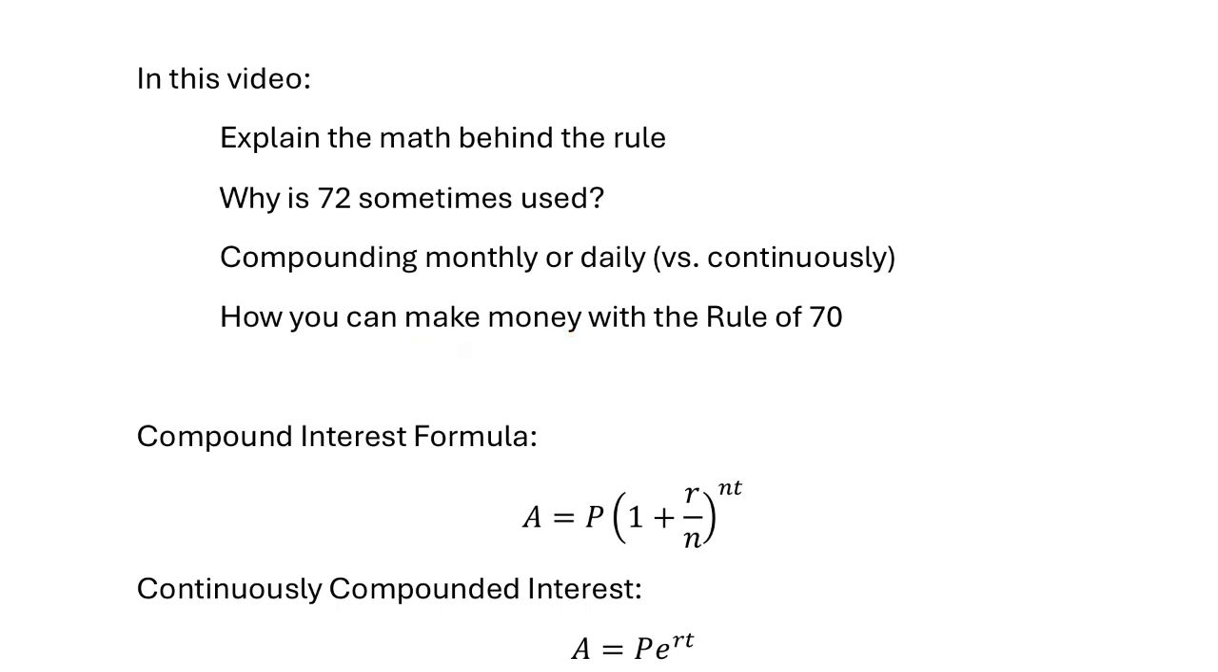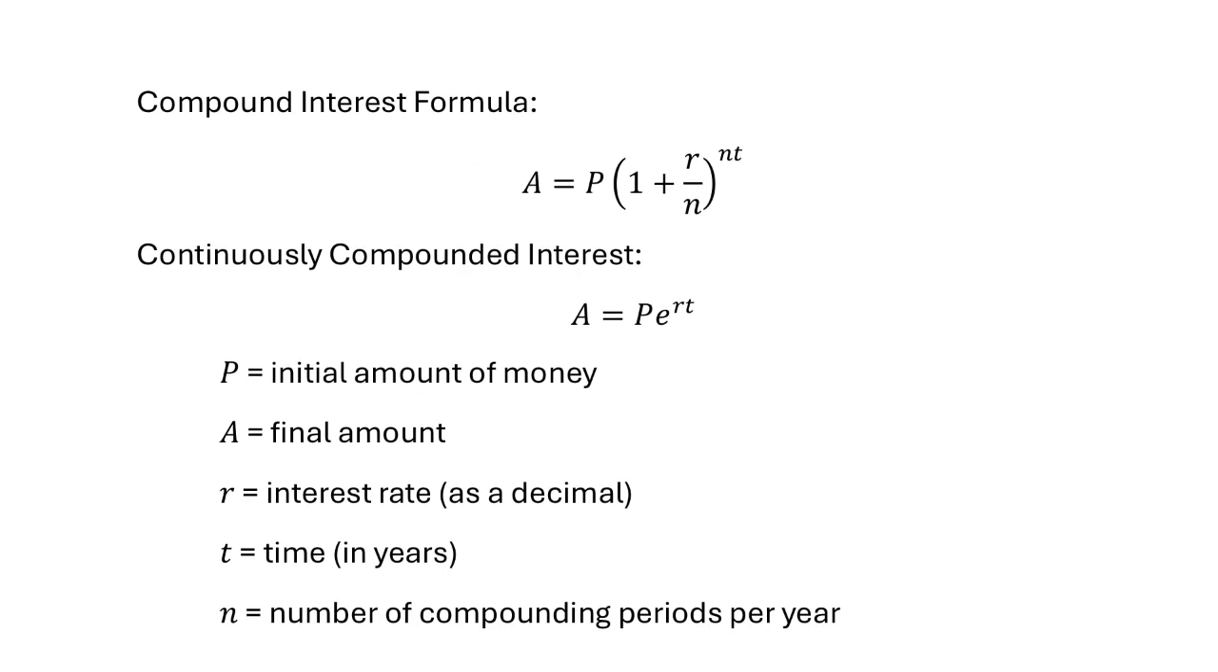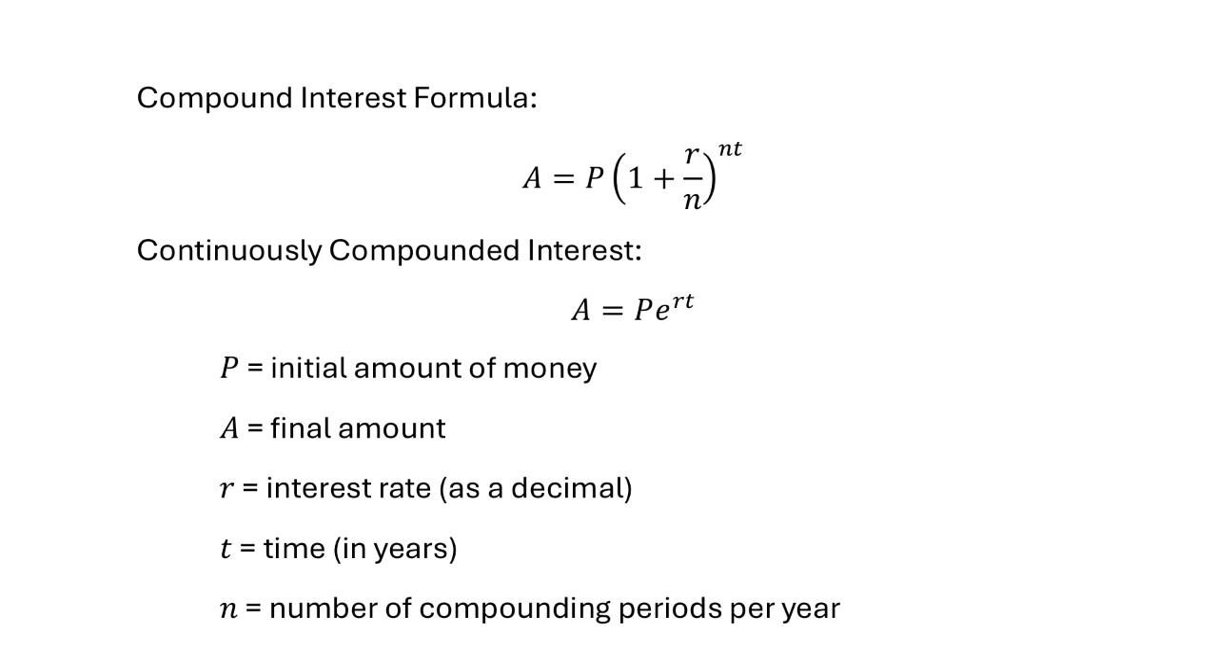Now, one thing I'm assuming is that you're familiar with the idea of compound interest. And we have these compound interest formulas. If you're not familiar with them, then I have some videos I'll put in the description where I explain them. Now we're going to begin with the continuously compounded interest formula because the math just works out a little bit more simply in that case. But before we go into the algebra of why the rule works, let's look at a graph on Desmos.